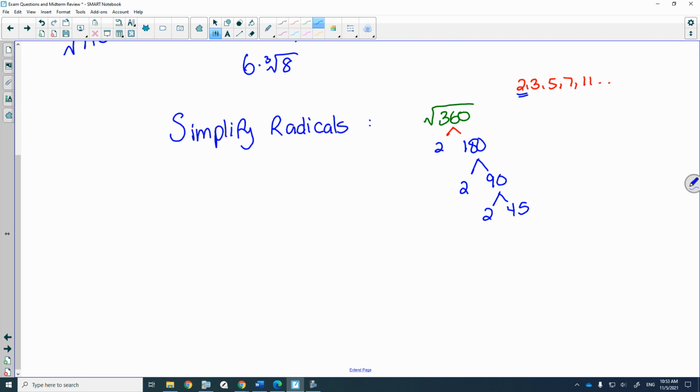45 is not divisible by 2. A lot of you want to jump up to 5, and you technically could, but I always check the next prime number, which would be 3. And what number would you get? You would get 15. 15 is divisible by 3, and you would get 5.